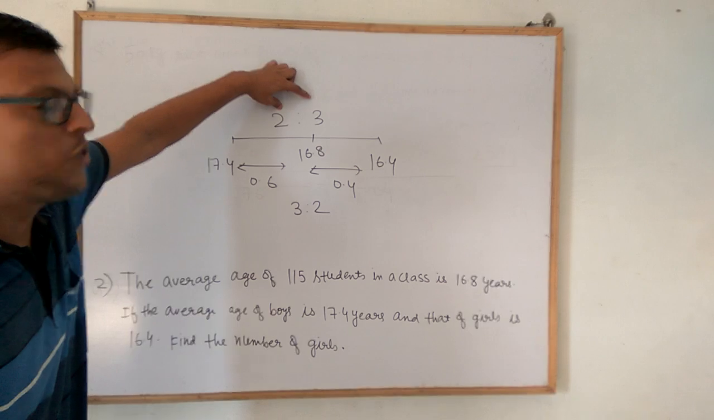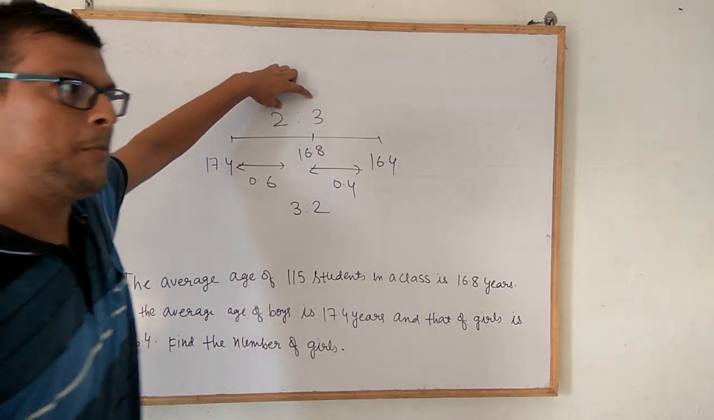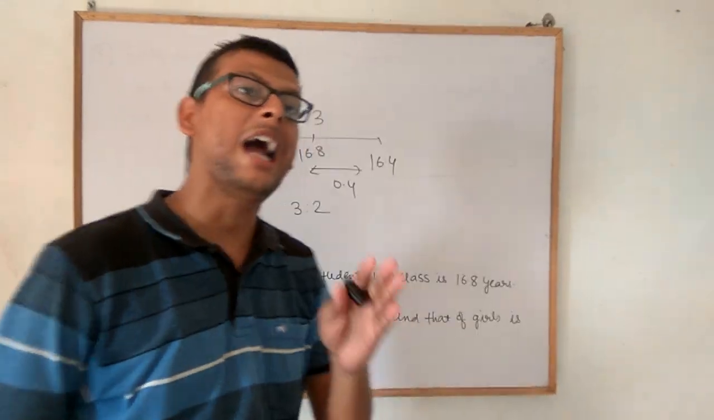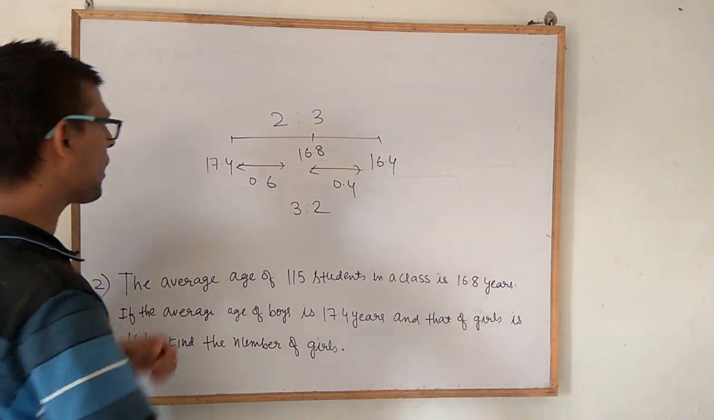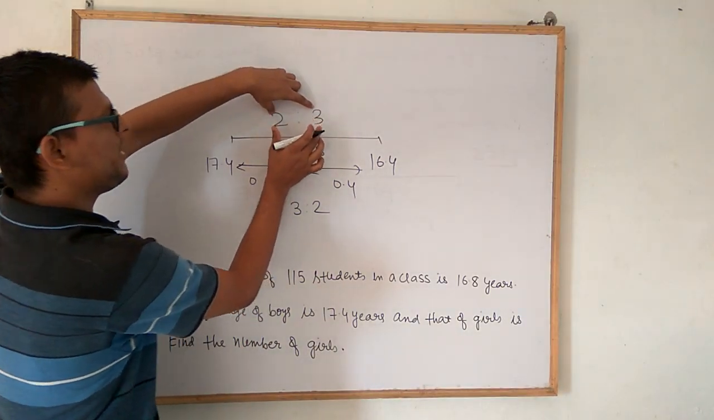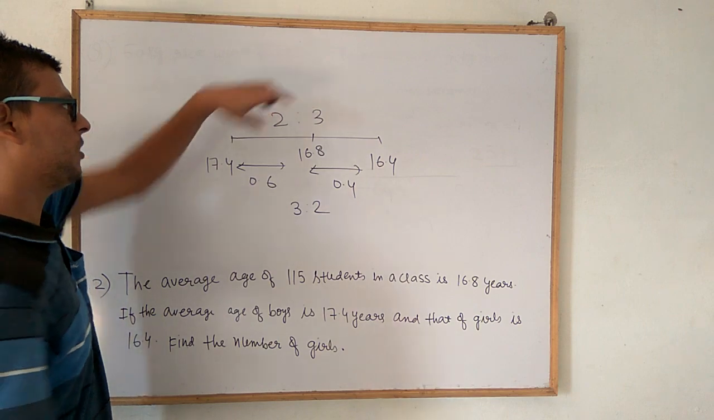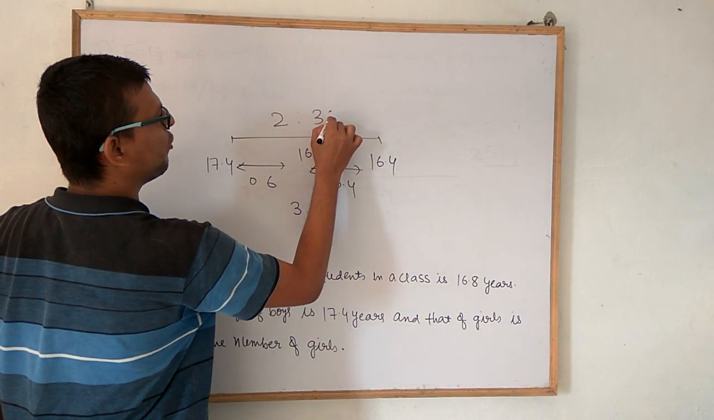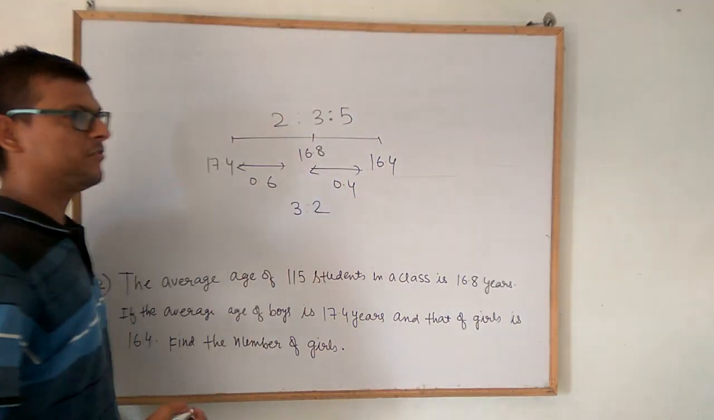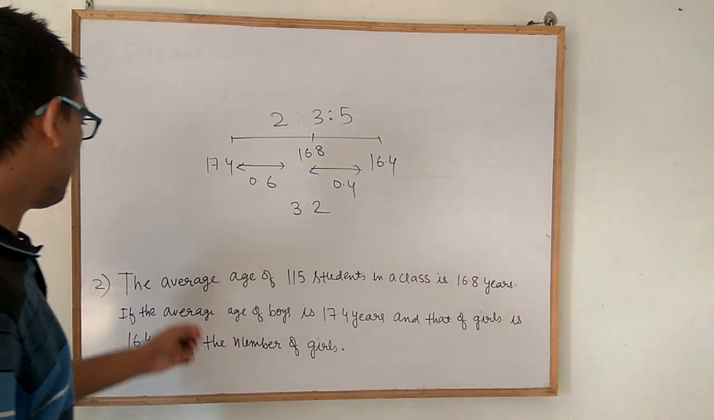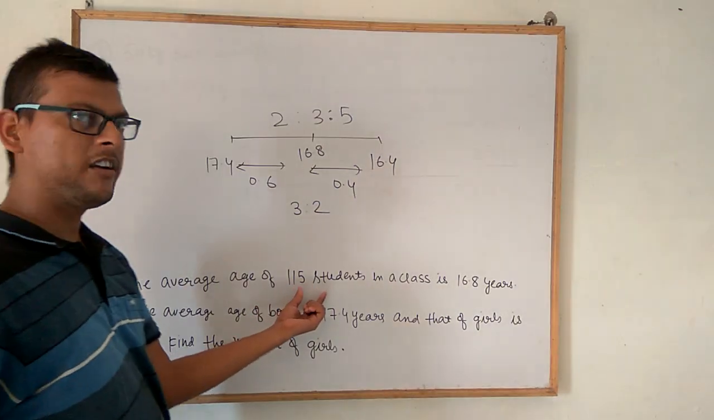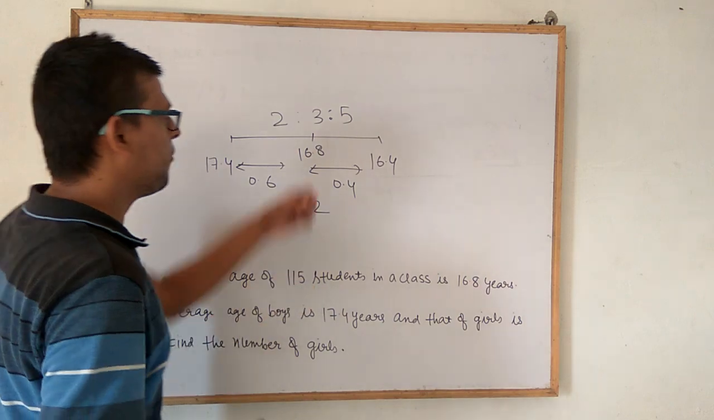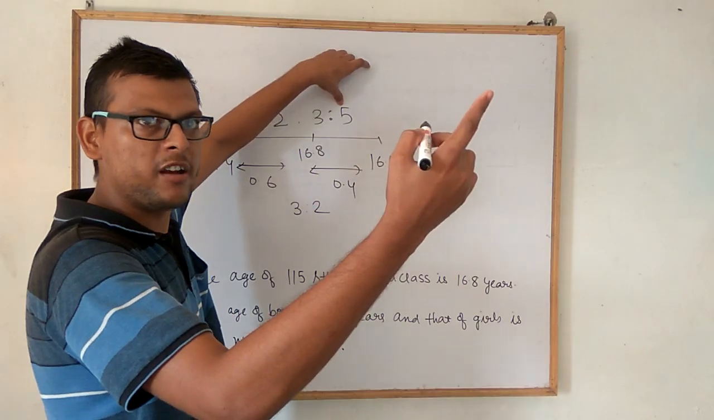So what does this ratio represent? 2 is to 3. This represents the ratio of number of boys and that of number of girls. 2 is to 3 is my ratio of number of boys and number of girls. So, in the ratio scale, what will be that sum? That sum will be 5. And the sum is given 115. Right? So, my 5 represents 115.